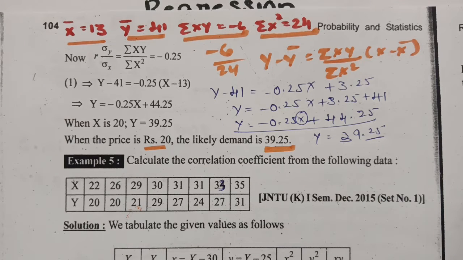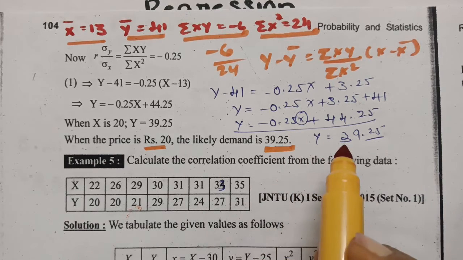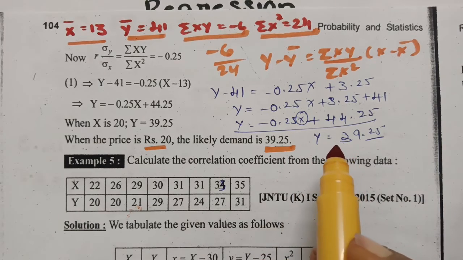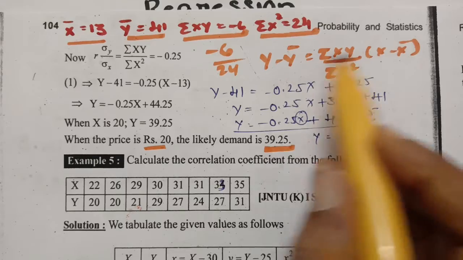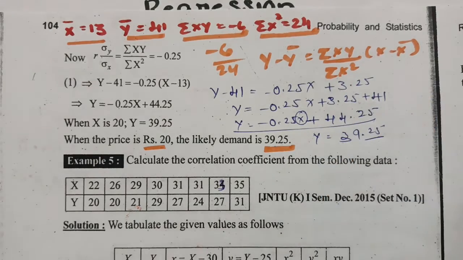We have to find out the regression equation of y on x, so we have to find out the table here. We have to find out the arithmetic means, and we have to substitute in the following equation here. So it is also very easy and clear.